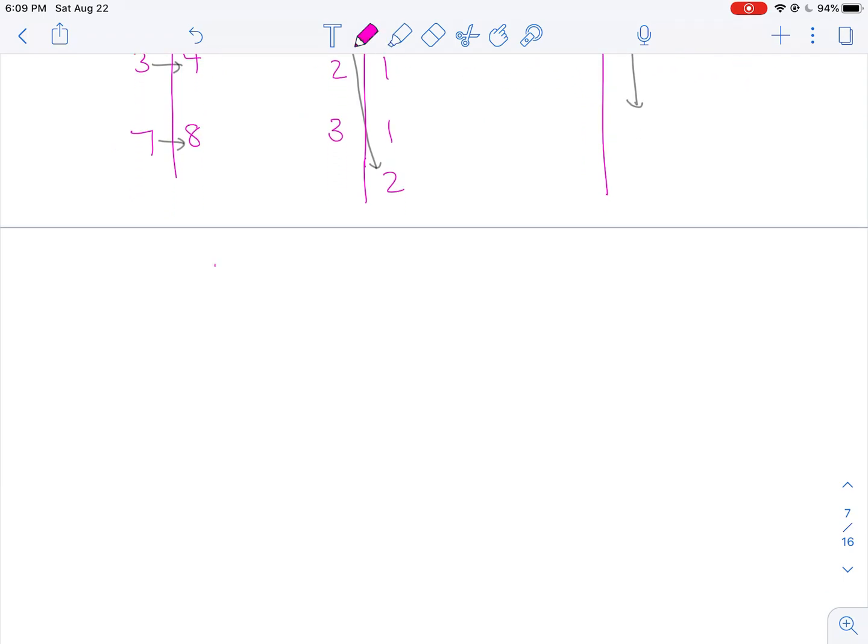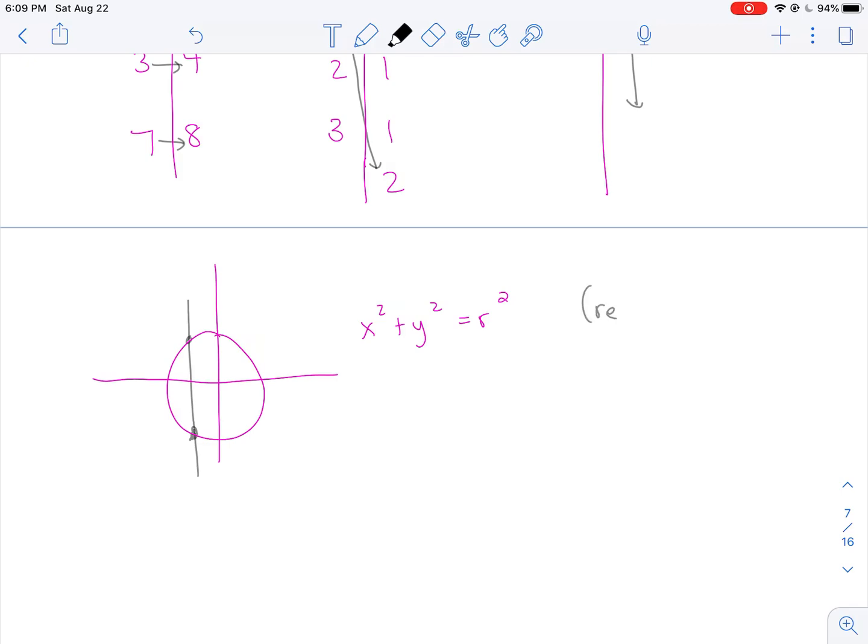So if we had the picture of a circle, which, remember, the equation of a circle is x squared plus y squared equals the radius squared. A circle is not a function because if you draw a vertical line anywhere on the graph, that vertical line would have more than one point passing through the relation. So if it's not a function, it's called a relation. Anything that relates x and y is called a relation. So this is not a function.